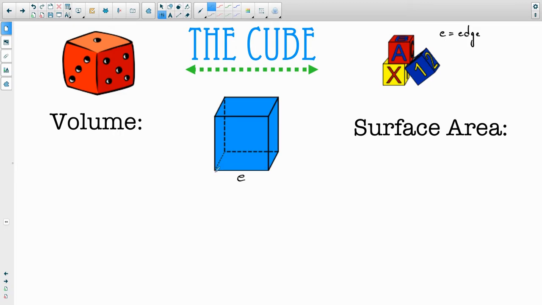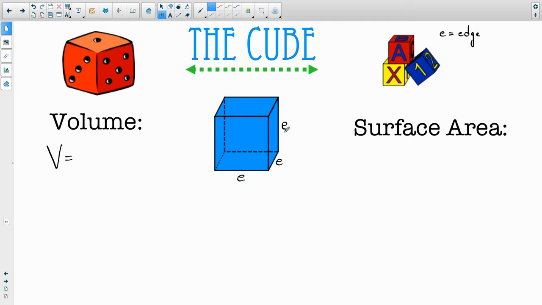Well, if this is a cube, it means all the dimensions are the same. So that means this dimension here and how far back it goes will also be E. And going up and down here will also be E, right? This is a three-dimensional figure, so it has 3 dimensions, E, E, and E. Well, to find the volume of a cube, I'm going to use capital V. Remember we found the area of a square. It was side times side, side squared. Well, here it's E times E times E.